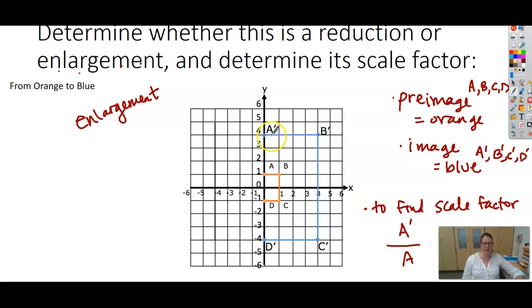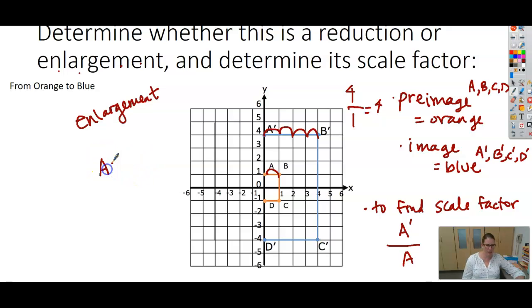If I were to use a side length, I might say, well, this side right here is 4 units, and this one is 1. So I can see that my scale factor is 4. Now it would need to also be true of the other side, but since we already know that these are dilations, we don't really have to check. Okay. Now the other thing I could do is use coordinates.